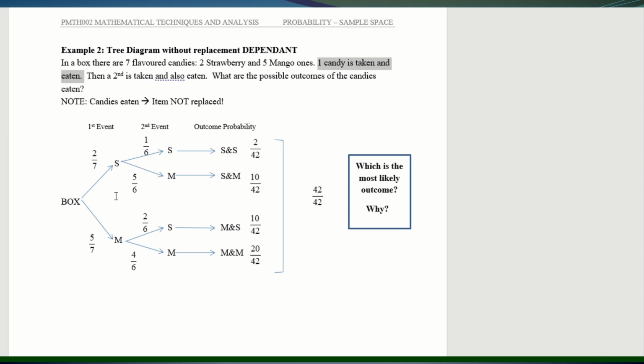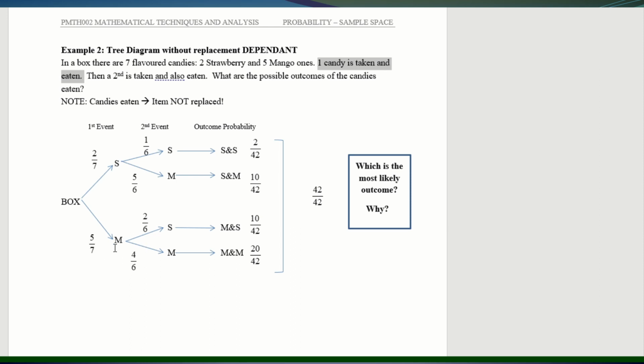The other trick to the tree diagram is, this is 1 gang, right? It should total to 1. See, 2 over 7 plus 5 over 7 is 1. 7 over 7. This is 1 gang. This gang should total to 1. So 1 over 6 plus 5 over 6 is 6 over 6. Total is 1. So you're right. This gang also must total to 1. So let's go through this.